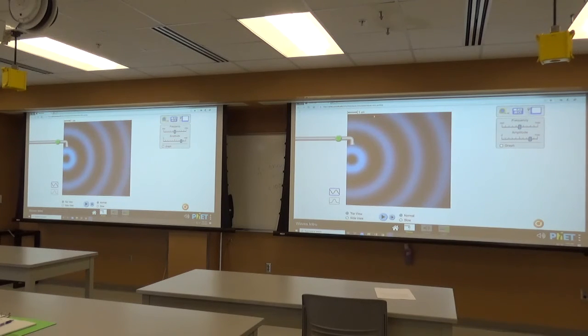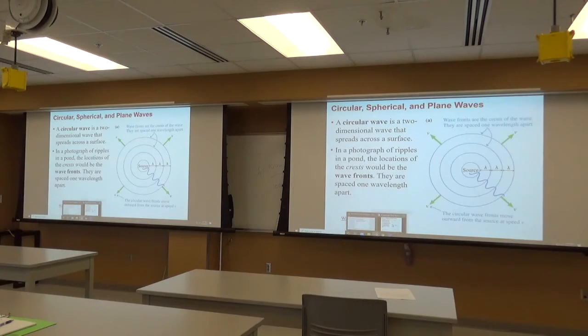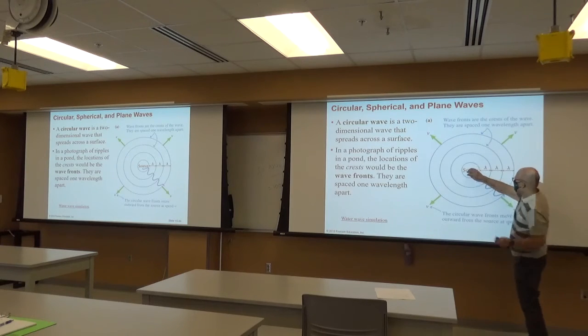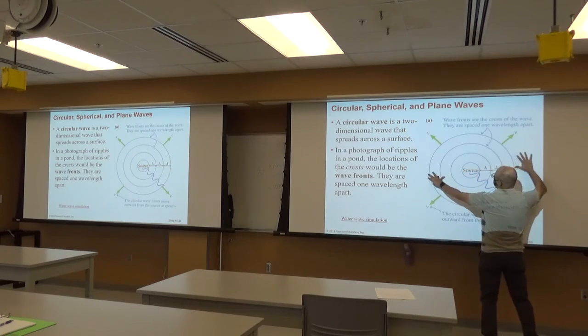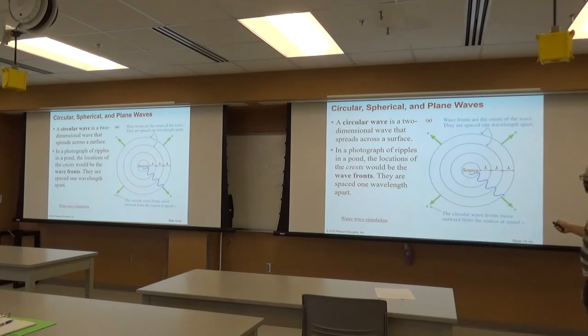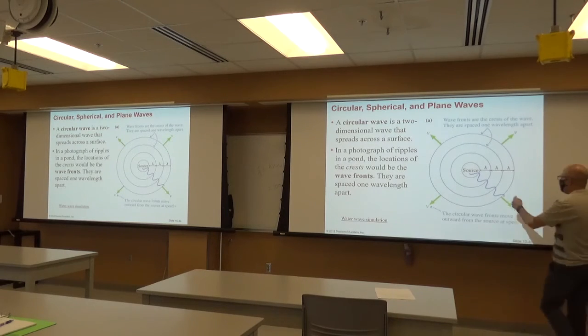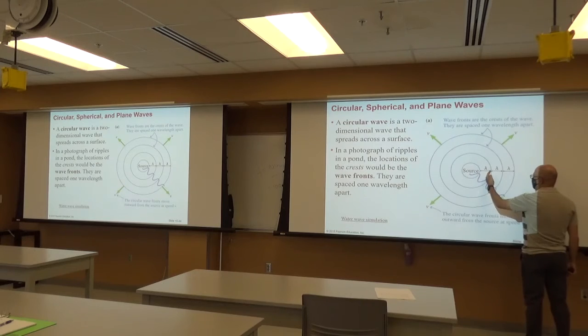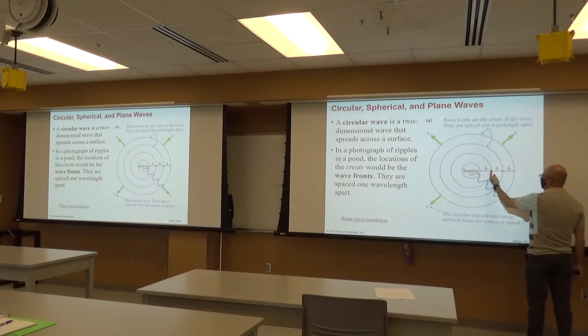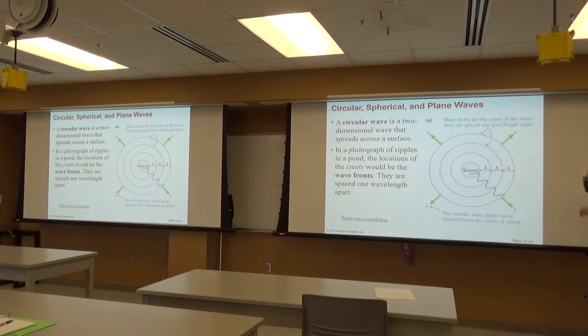Okay, this is more realistic, but we can make it a little bit simpler. So like this. So this is the source, and the wave is moving outward. Okay, it's growing. So this curve or circle represents the crest. All these crests are represented by circles, and the distance between one circle and the next circle is wavelength, lambda.